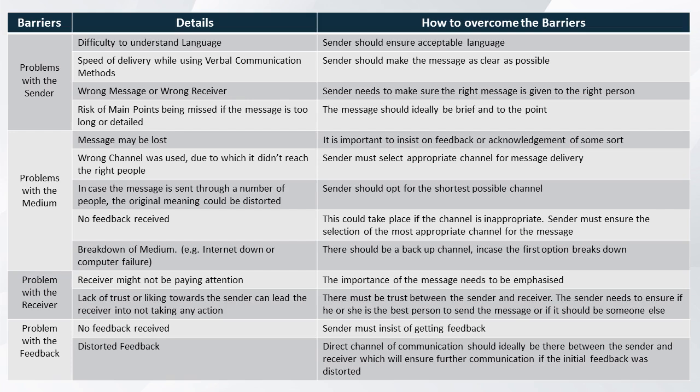Wrong channels could be used due to which the message wouldn't reach the right person. To mitigate this problem, the sender must select the most appropriate channel of delivery. It can also happen that if the message is sent through a number of people, the original meaning may simply get distorted. To avoid this, the sender should opt for the shortest possible channel.